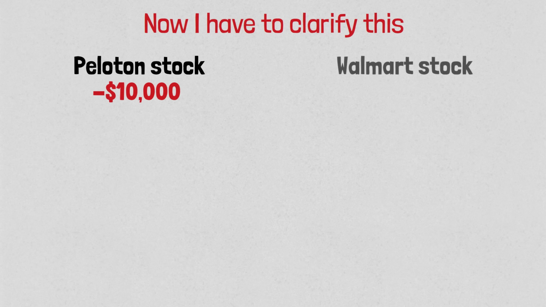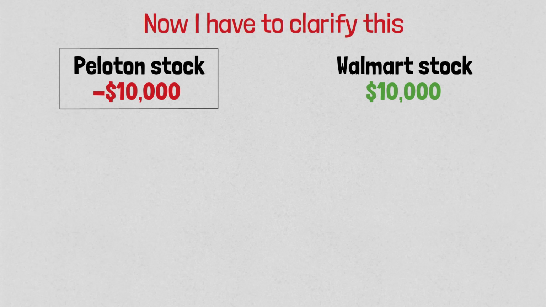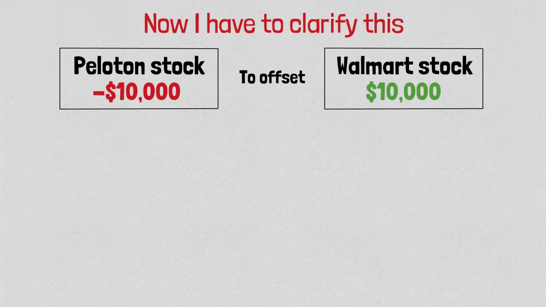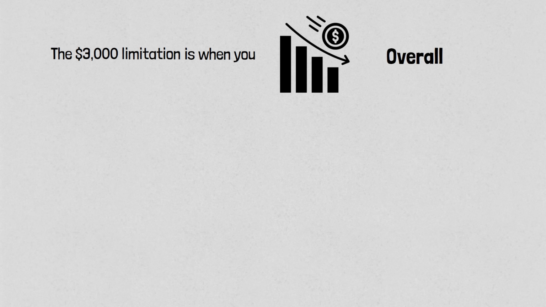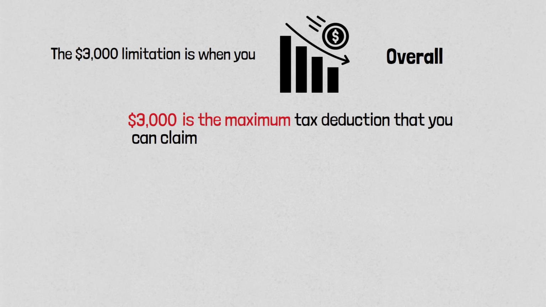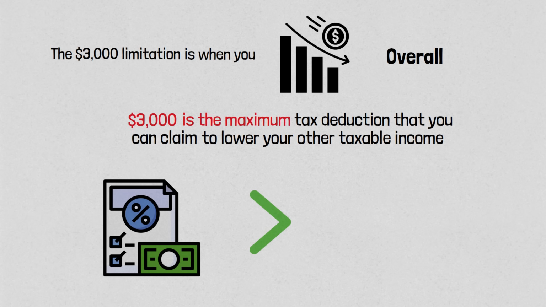Now, I have to clarify this. This is so important. Do not be confused. If you lost $10,000 on Peloton stock, but you made $10,000 on Walmart stock, then you can use the entire $10,000 loss from Peloton to offset the $10,000 Walmart gain. So they net together. The $3,000 limitation is when you lost money in the stock market overall. And $3,000 is the maximum tax deduction that you can claim to lower your other taxable income, such as taxable income that you made at your job.